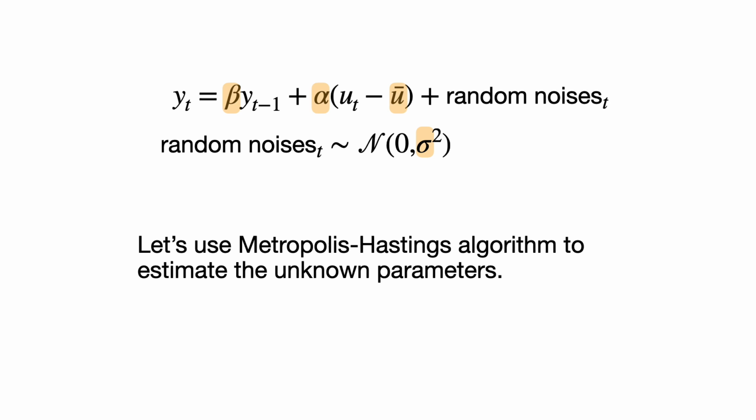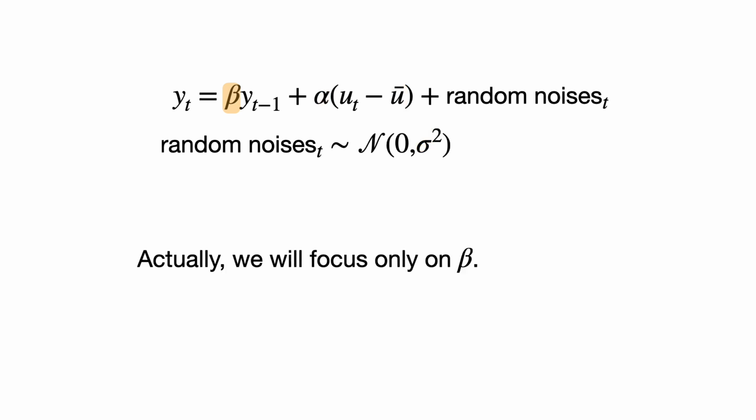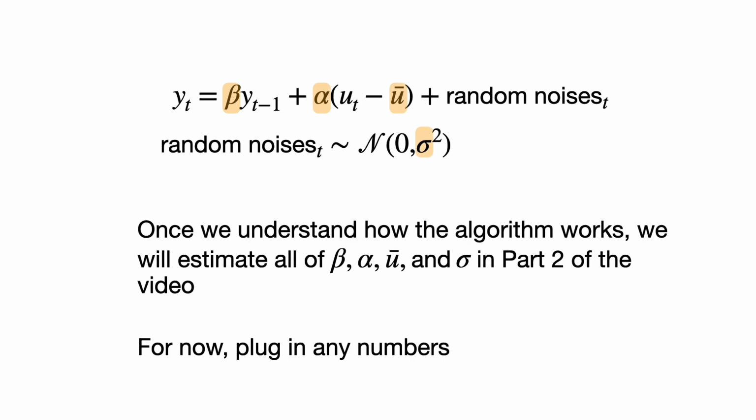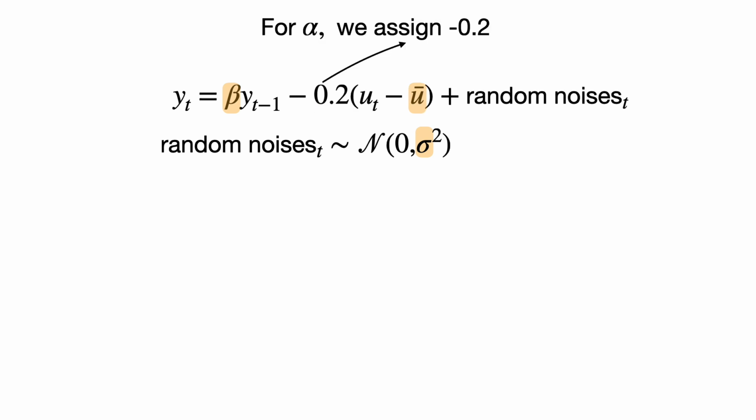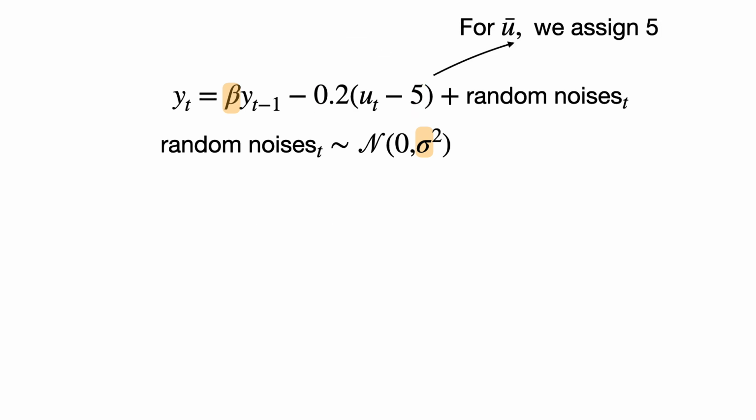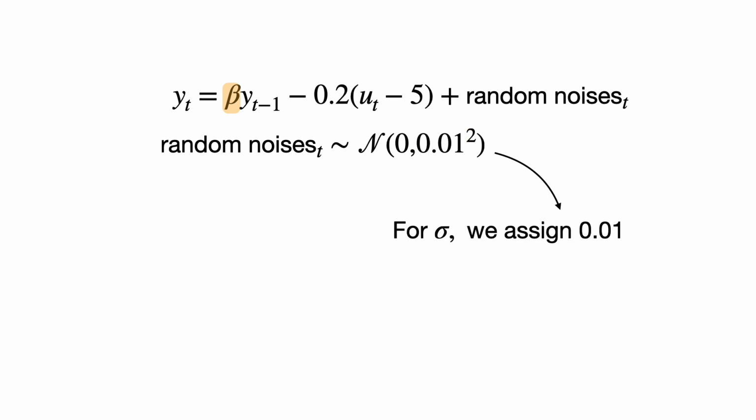Let's use the Metropolis Hastings algorithm to estimate the unknown parameters. Actually, we will focus only on beta. Once we understand how the algorithm works, we will estimate all of beta, alpha, u bar, and sigma in part 2 of the video. For now, plug in any numbers. For alpha, we assign negative 0.2. For u bar, we assign 5. For sigma, we assign 0.01.